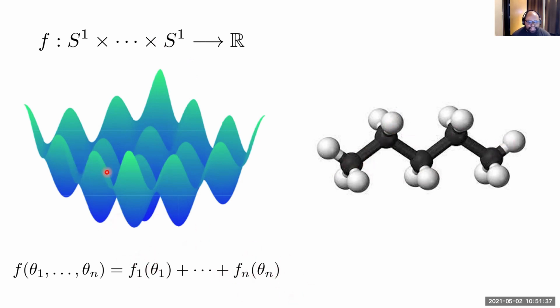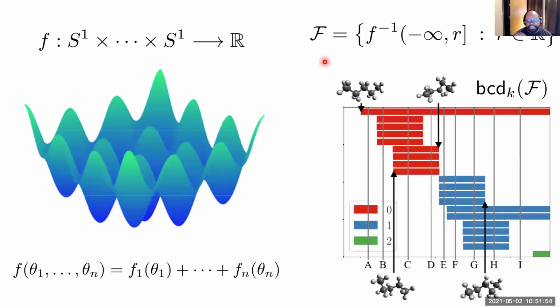So the energy landscape now is this surface, or hypersurface. And what they want to do is understand the sublevel set persistence of that landscape, and in particular, understand the barcodes that you get by studying the sublevel set filtration.